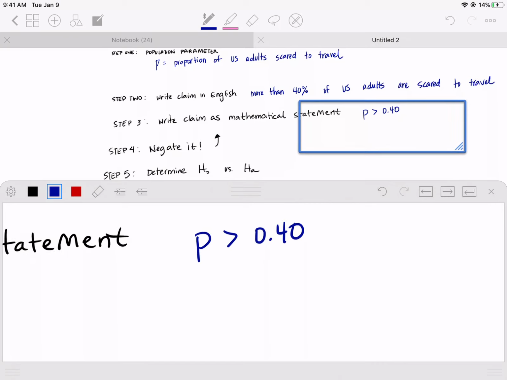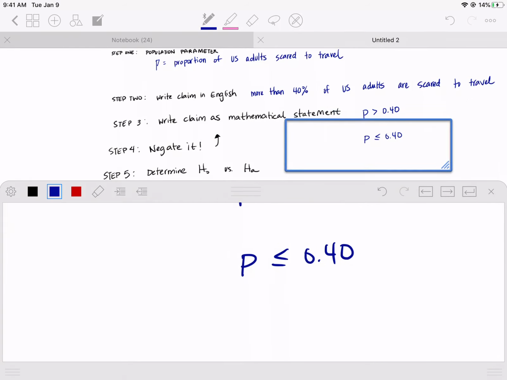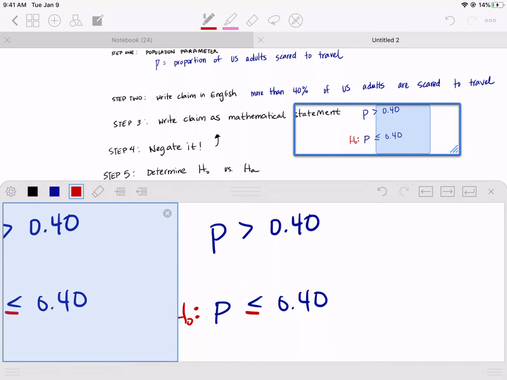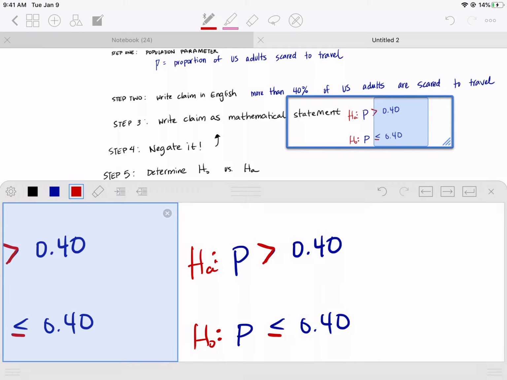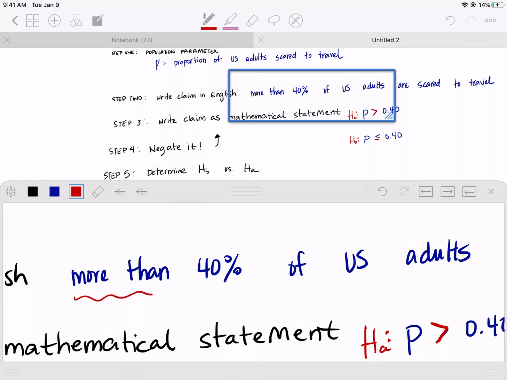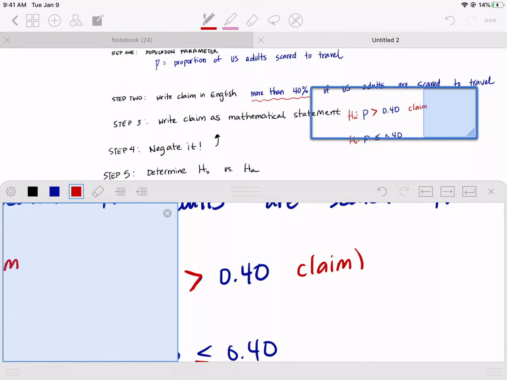Okie dokie. What's the negation? P is less than or equal to 0.40. And finally, which one is H naught and which one is HA? H naught is going to be the statement with the equality, less than or equal to, and HA is going to be the statement with the inequality, strictly greater than. In this case, our claim is more than 40%. So our claim is HA.